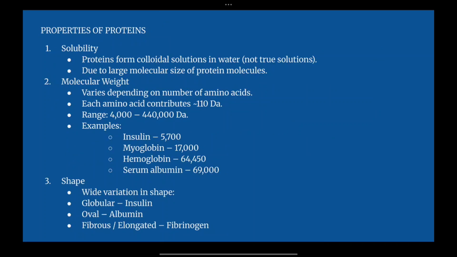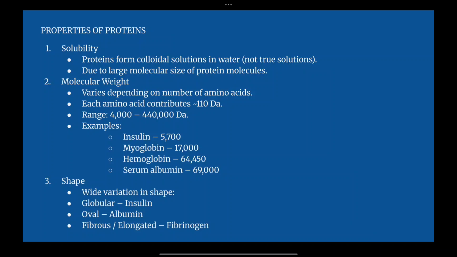Now the properties of protein. Here we have various properties that are specified, which we will be studying one by one. The first property is solubility. Now solubility is how the proteins dissolve in water or organic material. Proteins form colloid solutions in water, which is not a true solution, wherein they are not able to completely dissolve in water and form clumps inside the water. So these are not true solutions. Now, due to their large molecular size, the solubility is low for a protein molecule.